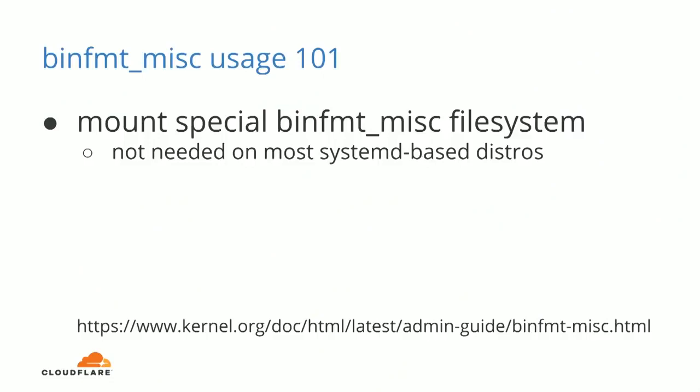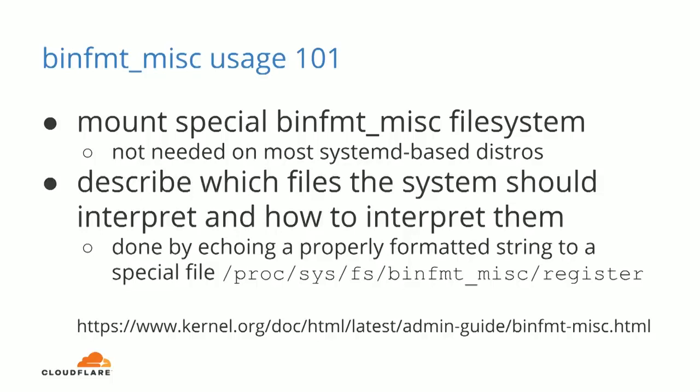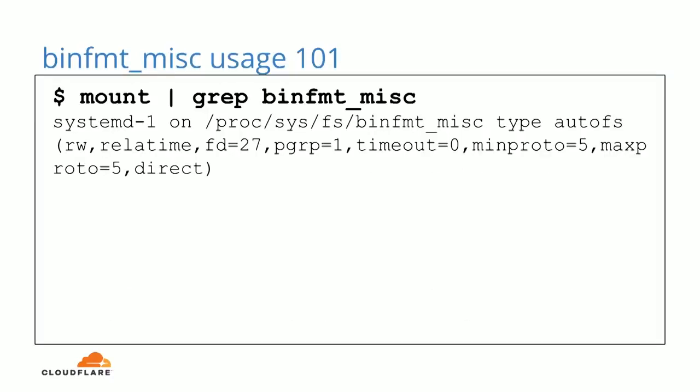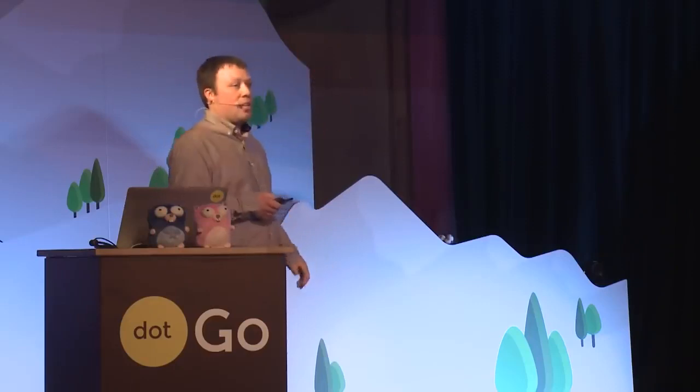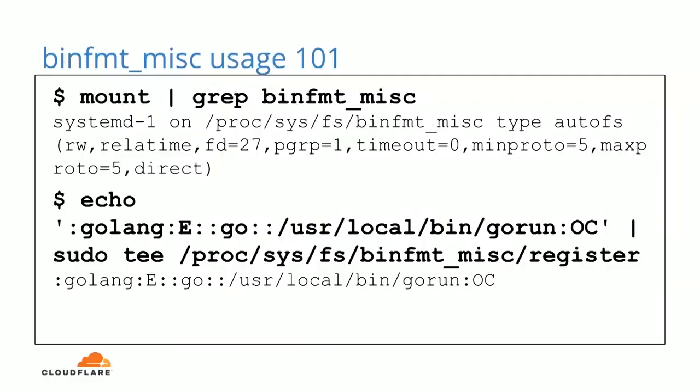The way you interact with it is through a special virtual file system. And you just tell it which files are to interpret and how to interpret them. So the simple example: first of all, you check if your binfmt_misc file system is mounted. It probably is for a modern systemd distribution. And then you feed it this magic, weird, strange line registering. What it basically says to the kernel is, if you encounter an executable .go file, you should execute it via the go run interpreter, like the custom go run interpreter.